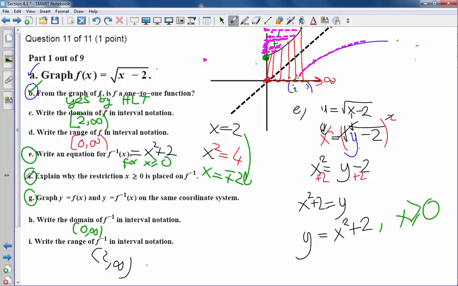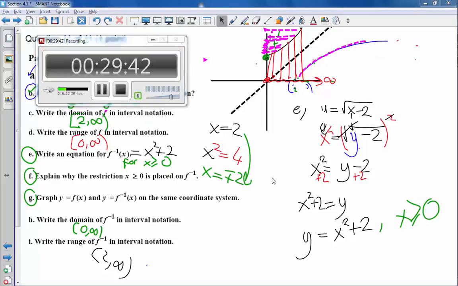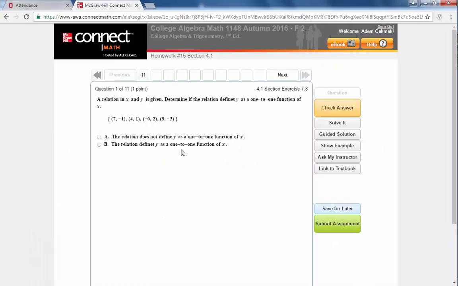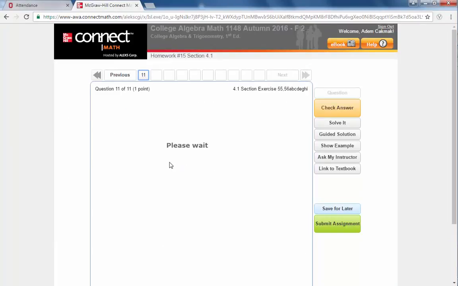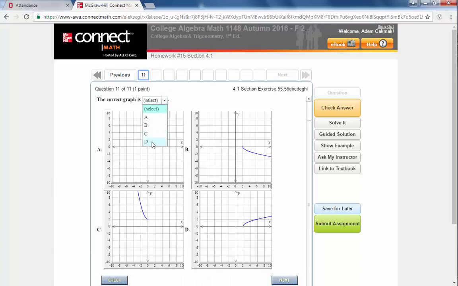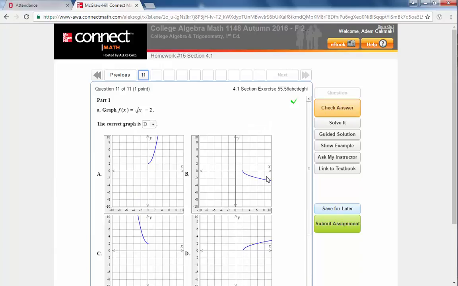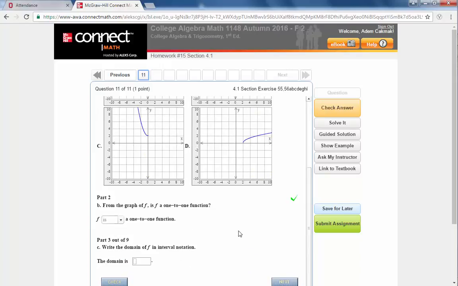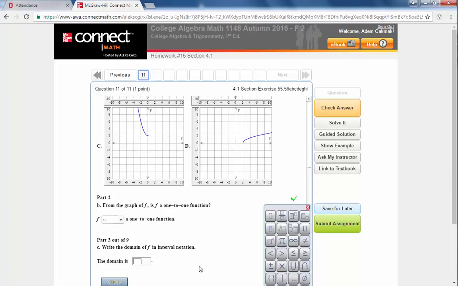Part F. I explained E and F at the same time here, okay? But let's see how it's demanded on Connect Math. I don't know what it requires there. Let's take a look and answer these quickly. Alright, which one was the right picture? It was D. Check. Is f one-to-one? Yes, it is. Domain of f is 2 to infinity, we found.